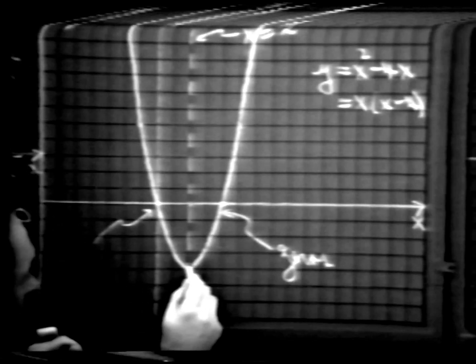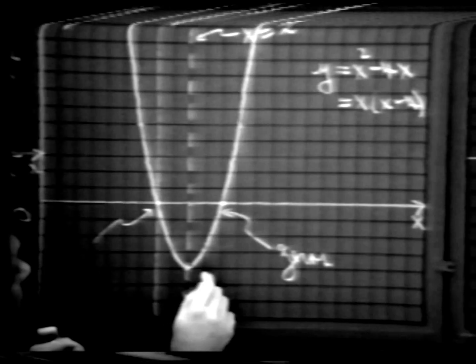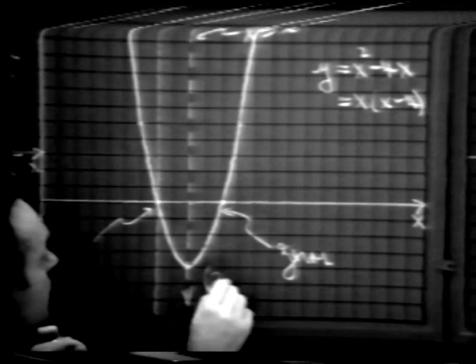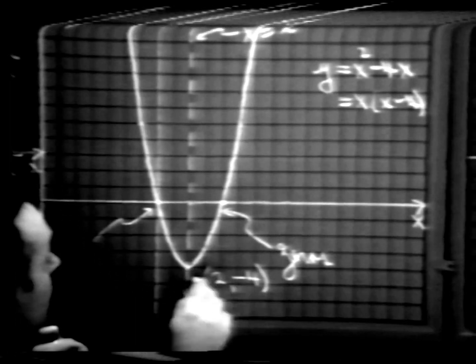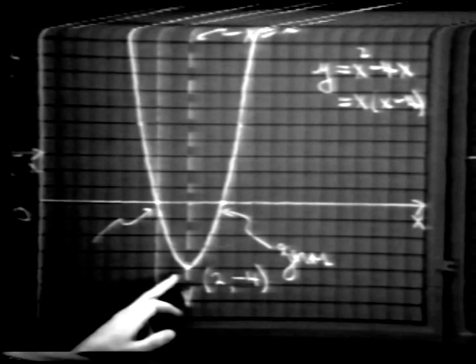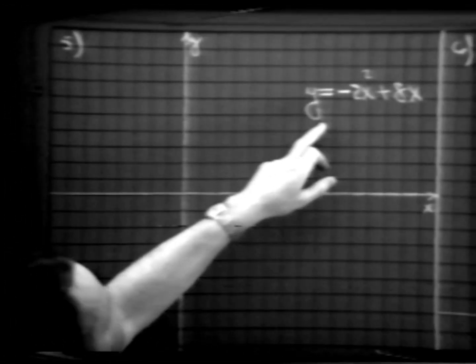By the way, if we had to put in the coordinates of this minimum point here, what are the coordinates? We come out 2 units and down 4. 2 comma negative 4 would be the coordinate. Now, is this going to be a maximum or a minimum point? It's a minimum.